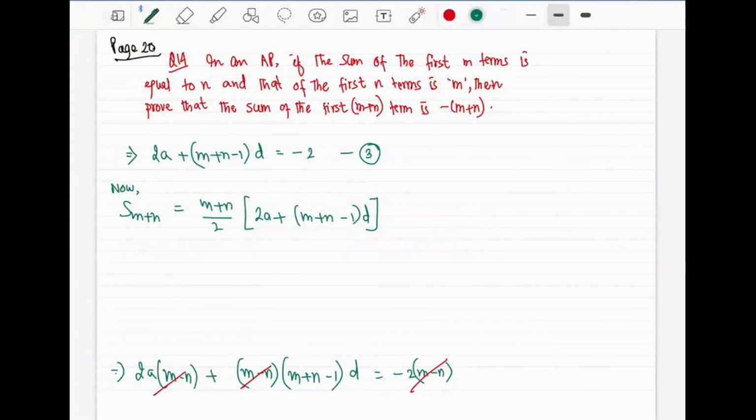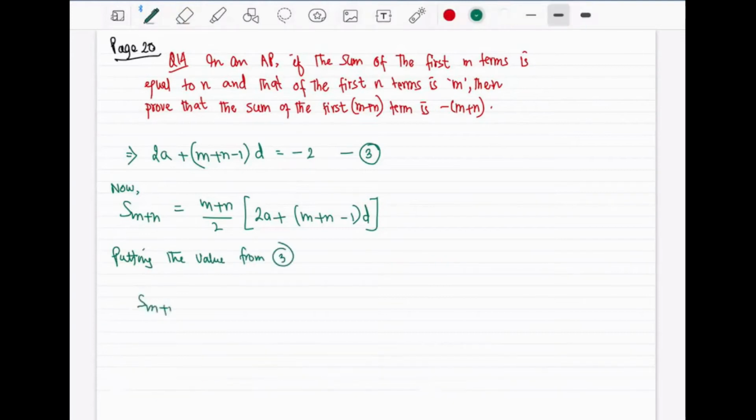Okay, now we will say here, putting the value from equation number 3, we are going to have the sum of m plus n is equal to (m plus n) divided by 2. And instead of this portion from equation number 3, we are going to put this value right here. So we will have minus 2. 2 and 2 got cancelled. We have 1 here. Denominator 1, no need to take it, right? So what we are left with is, there is a minus 1 remaining. Don't forget the minus sign. And since this is a binomial, there are two of them, you have to enclose the m plus n in brackets. So we will have minus (m plus n).